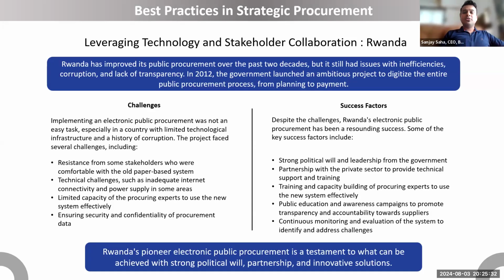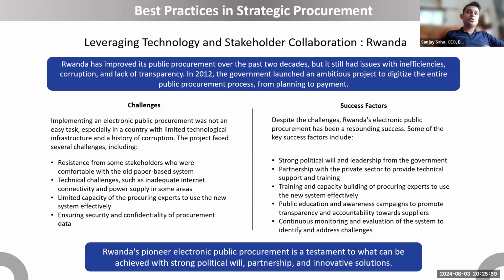So Rwanda was one of the very first countries in Africa to adopt e-procurement within their entire public procurement system, and not just in health, but any public procurement. They decided that they will do it through an electronic system. So they started in 2012. It was a long journey. There were a lot of challenges because people did not want to change.